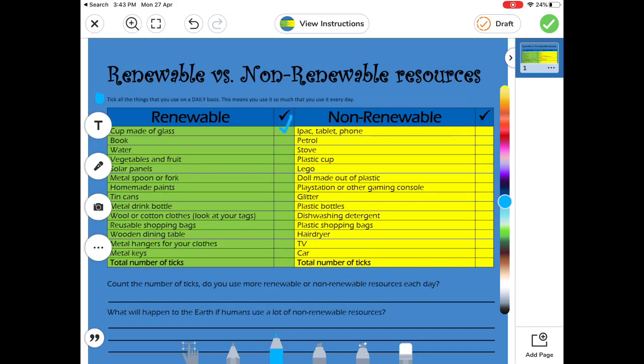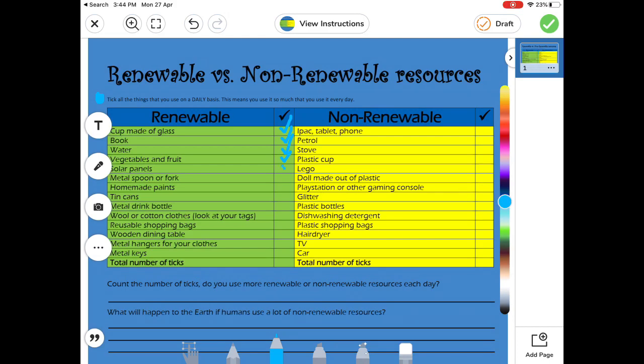Every day I use a cup made of glass. A book, yes. Water, yes. Fruits and vegetables, yes, definitely, I eat fruit and vegetables every day. Solar panels. Solar panels are big black panels that take the energy from the sun and turn it into electricity.